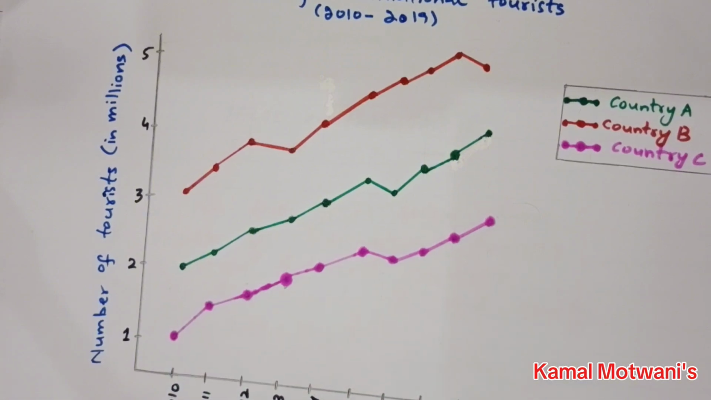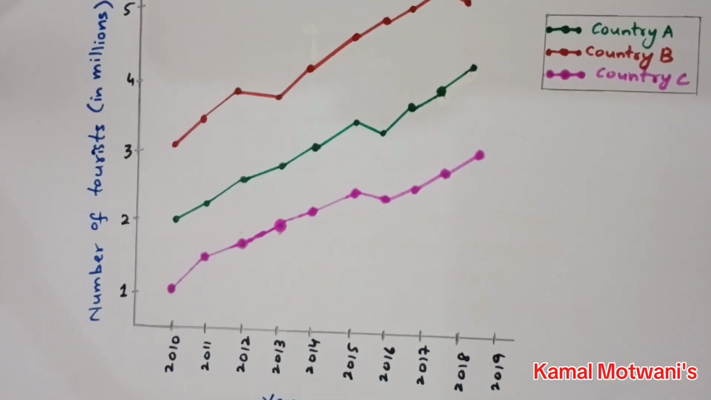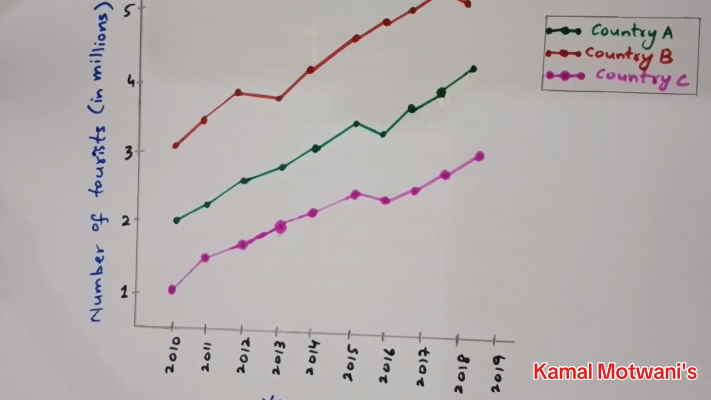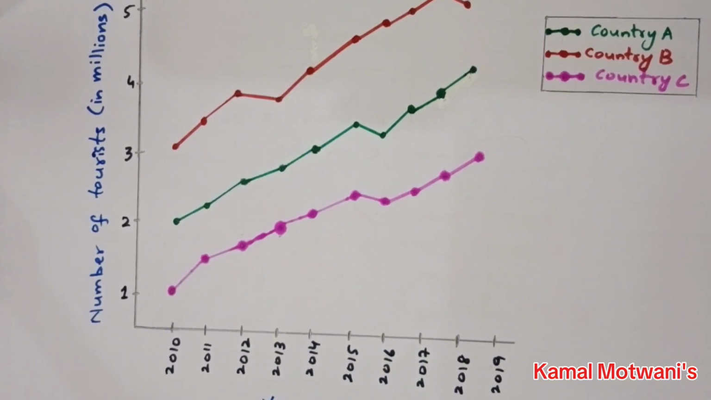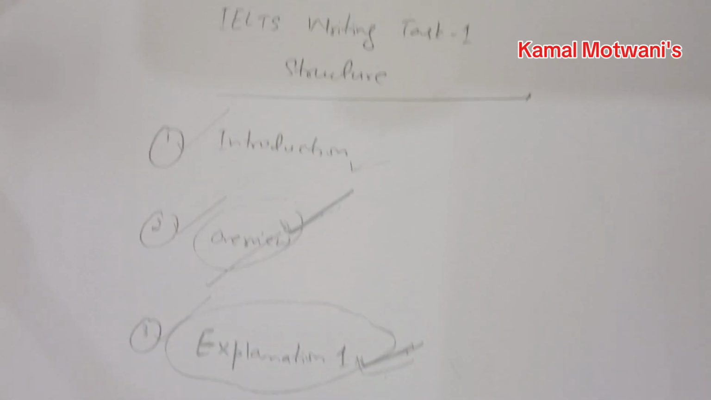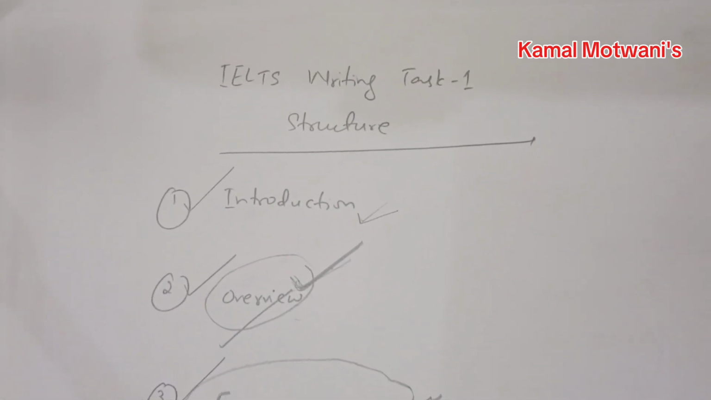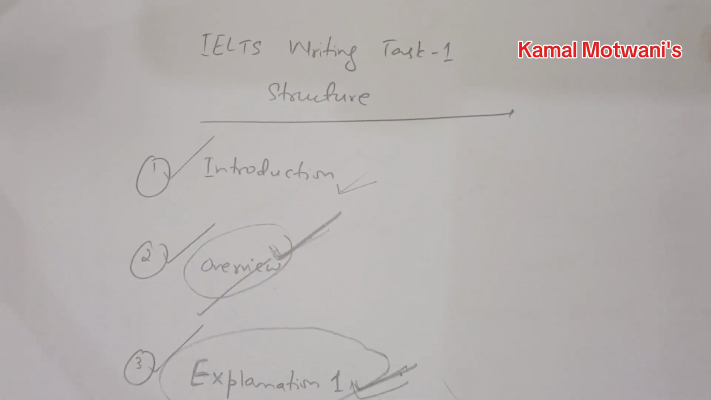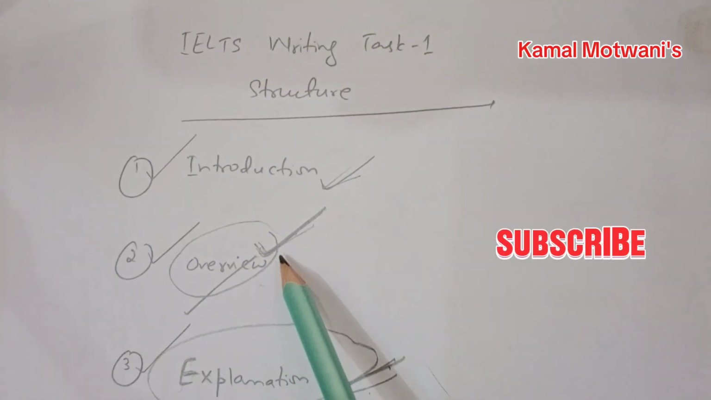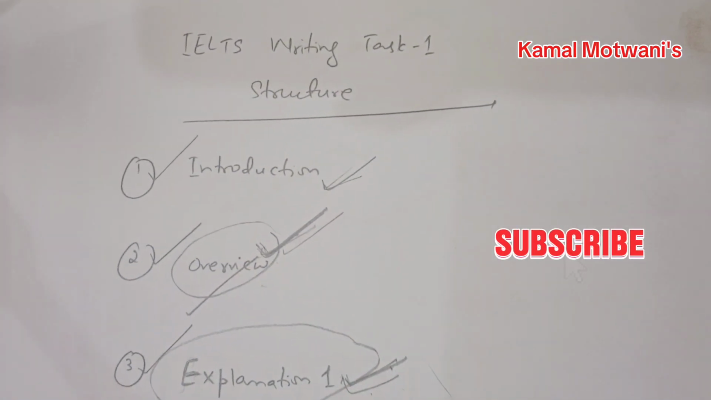That's how we interpret the graph, and we write it in a paragraph format. Now, whatever information we have seen and interpreted, we will write in the format of the IELTS Writing Task 1 structure. So first we will write the introduction, then the overview, then explanation 1, explanation 2, explanation 3.